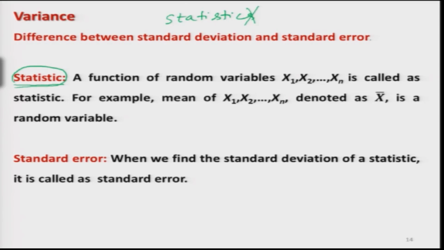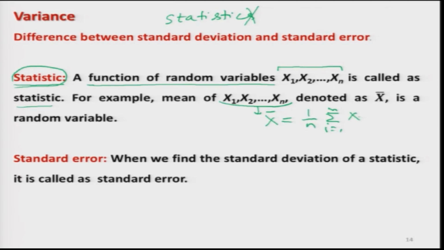A statistic is a function of random variables. So, if you have random variables x1, x2, xn, then any function of x1, x2, xn is called a statistic. For example, if you have random variables x1, x2, xn and you find the arithmetic mean, X bar equals 1 upon n summation i goes from 1 to n xi, then this X bar is itself a random variable. So, this is called a statistic.